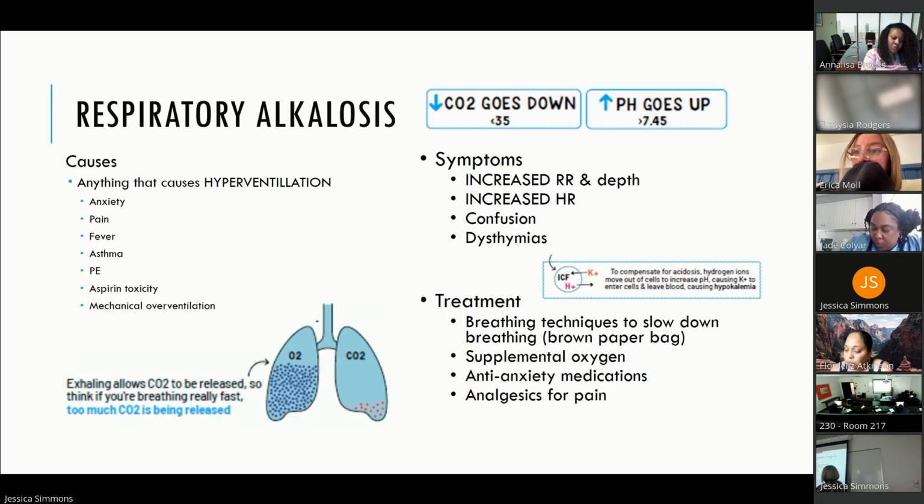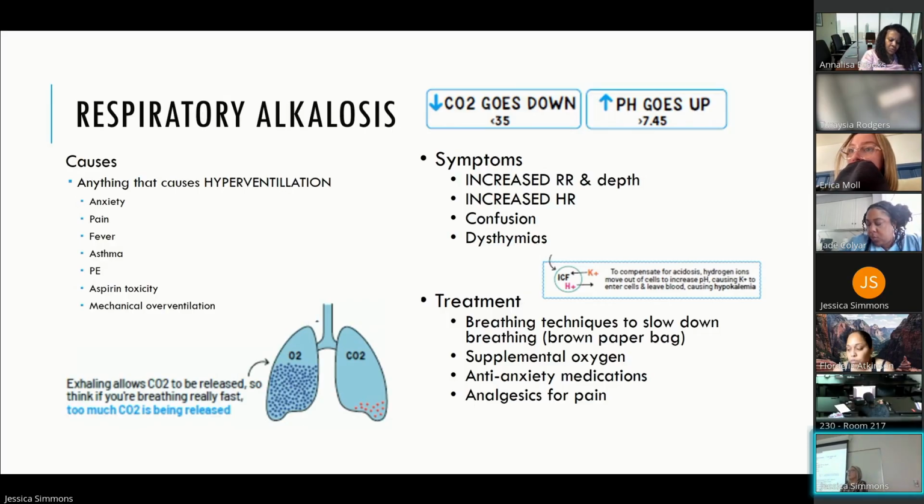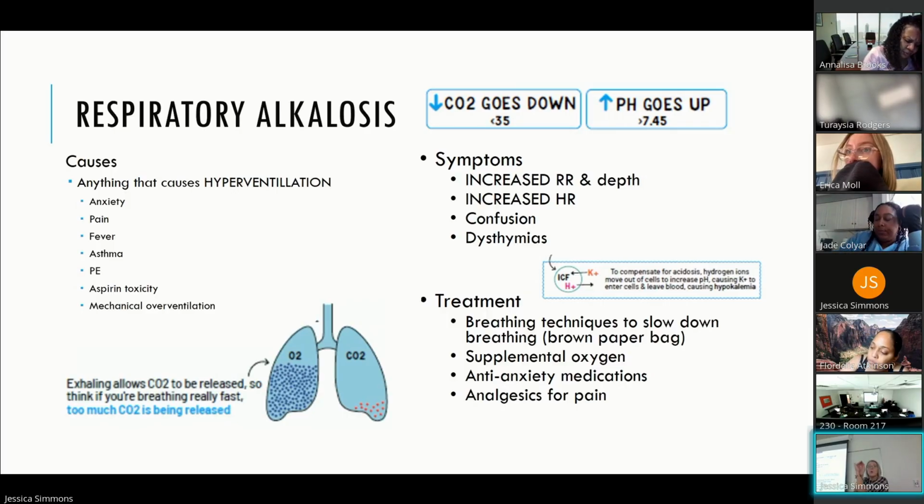So for treatment, we want to have breathing techniques to slow down the breathing. Breathing into a brown paper bag. What is something we talked about last month? What if we don't have a bag? We breathe into cupped hands. This is your own personal bag here. Okay. Supplemental oxygen, anti-anxiety medications, and analgesics for pain.